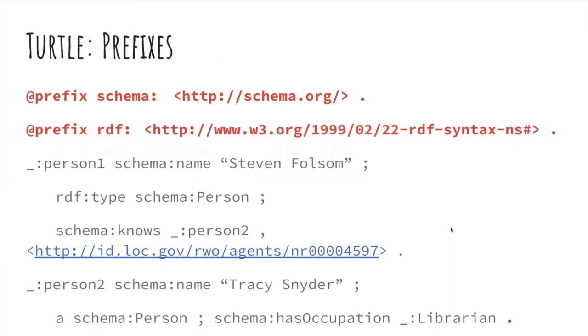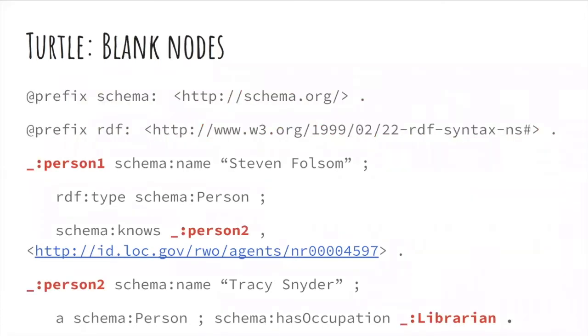First off, in order to make Turtle more legible or readable, and you may not think so by this first initial example, is the allowance for defining prefixes. So we have two prefixes defined in this example, schema.org and the RDF syntax. So anytime a class or property is within those domain names, we don't have to write out the full URI. We can just use that prefix. We see here that rdf:type uses the RDF prefix, and schema:knows uses the schema prefix.